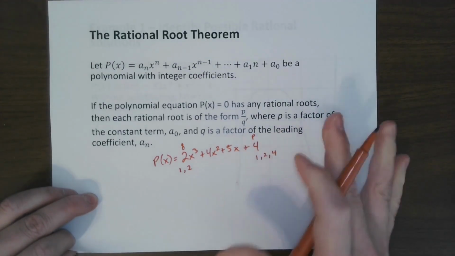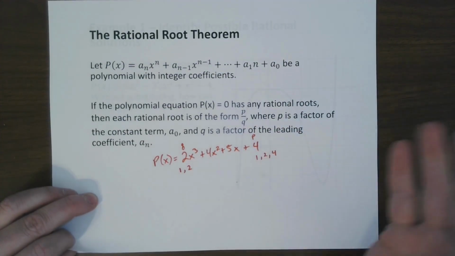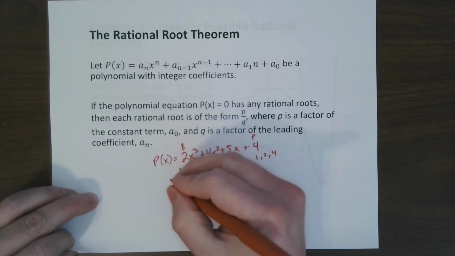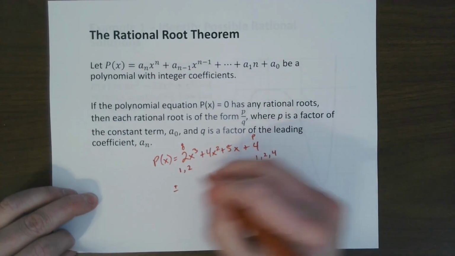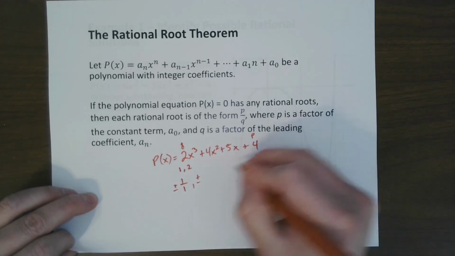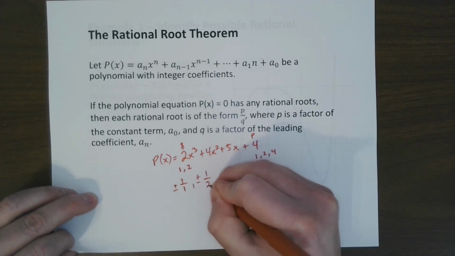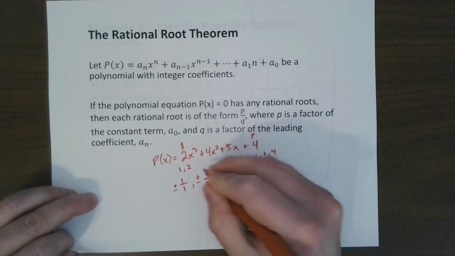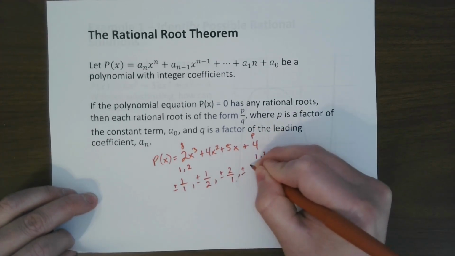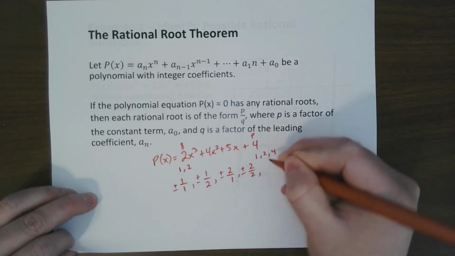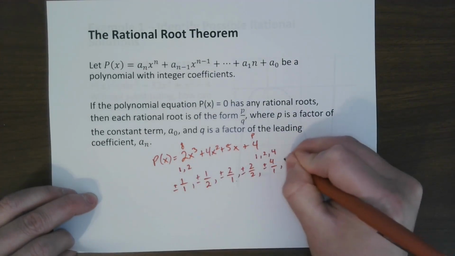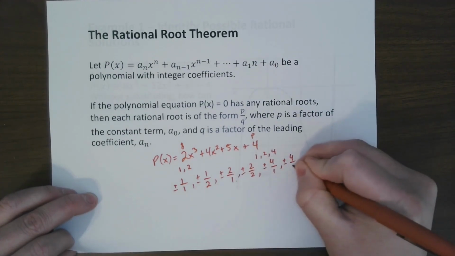Now what we do is the plus or minus of every single one of them. I like to do this in order. So I go plus or minus 1 over 1. Plus or minus 1 over 2. Plus or minus 2 over 1. Plus or minus 2 over 2. Plus or minus 4 over 1. Plus or minus 4 over 2.